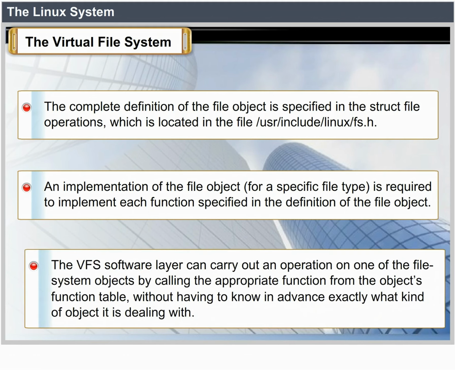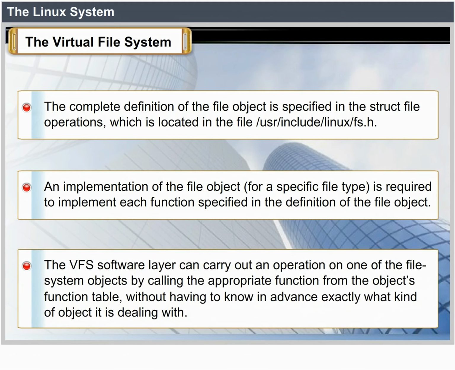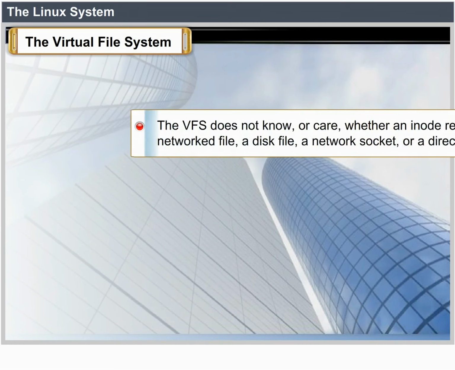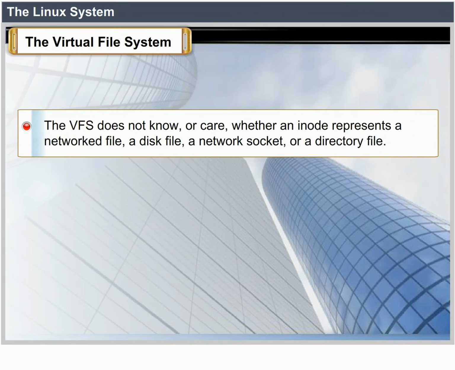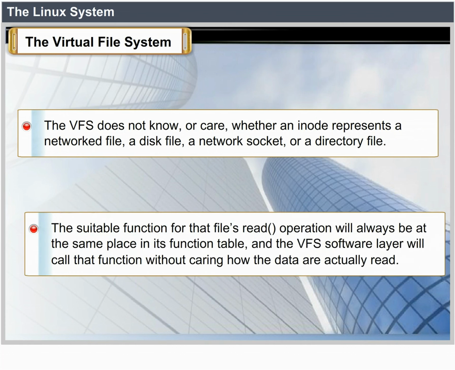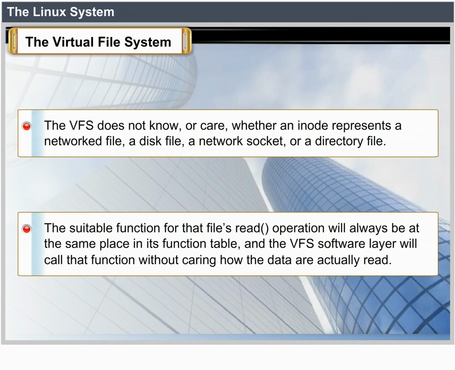The VFS software layer can perform an operation on one of the file system objects by calling the appropriate function from the object's function table without having to know in advance exactly what kind of object it is dealing with. The VFS does not know or care whether an inode represents a networked file, a disk file, a network socket, or a directory file. The appropriate function for that file's read operation will always be at the same place in its function table, and the VFS software layer will call that function without caring how the data are actually read.